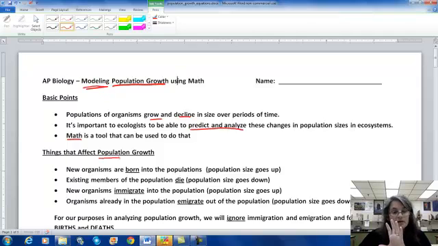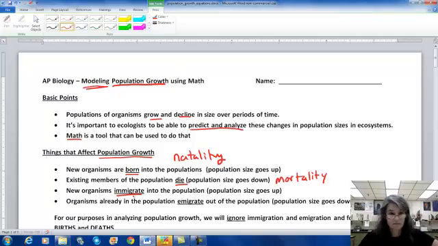Things that can affect population growth, population size over time, are new organisms being born. Please remember this is referred to as natality. Existing members of the population may die, which is going to bring your population size down. Please note that this is called mortality. New organisms can immigrate or come into the population from a neighboring area, or organisms that are actually in your population may emigrate or leave. To distinguish these two terms, I would remember that this E in emigrate is the same E that begins the word exit.